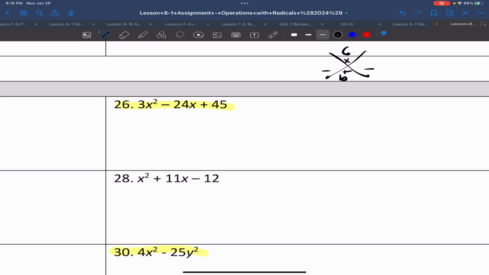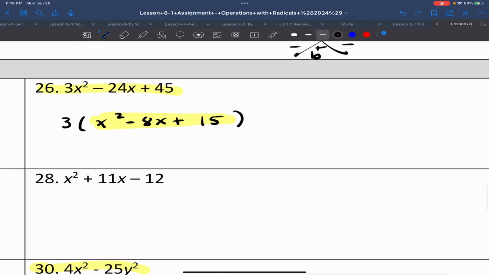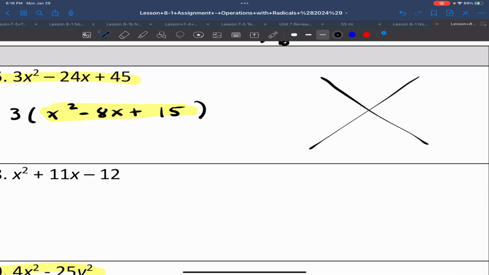For 26, I can see that we have 1, 2, 3 terms. And I want to figure out the GCF. The GCF is actually 3. So 3 times x squared minus 8x plus 15. Okay, so I'm factoring it. It becomes this. It's not completely factored. I can keep going because over here, that's a trinomial. And I can factor trinomials using the X method here.